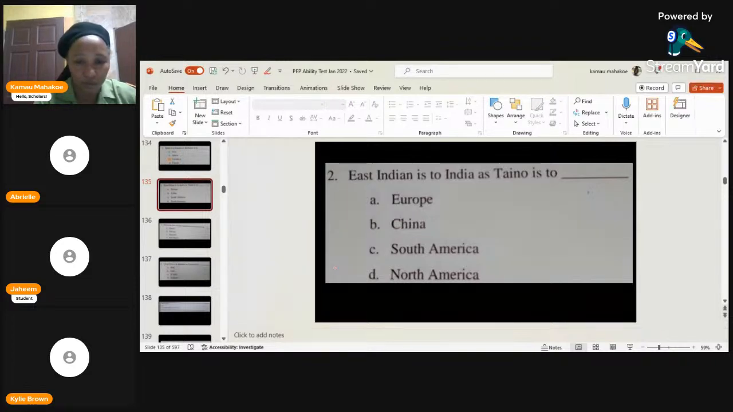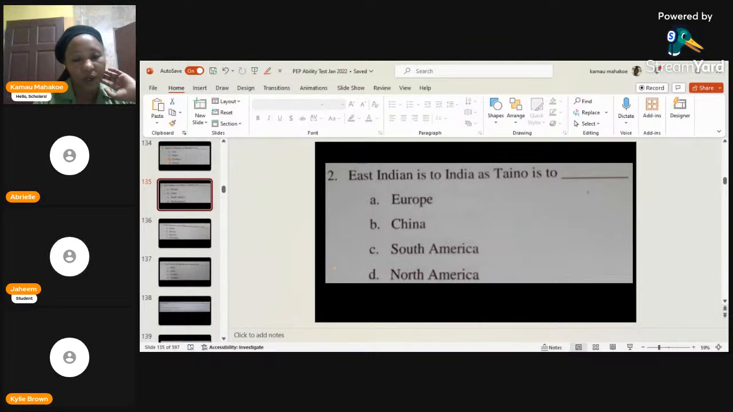Question two. East Indian is to India as China is to A. Europe, B. China, C. South America, D. North America.